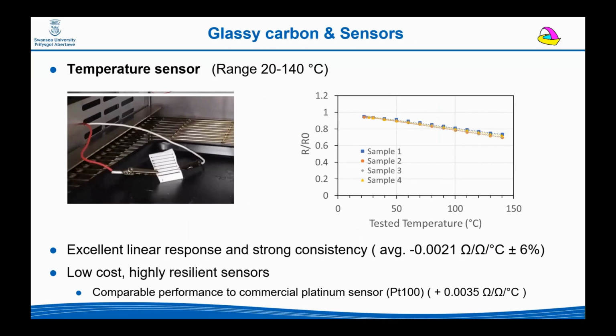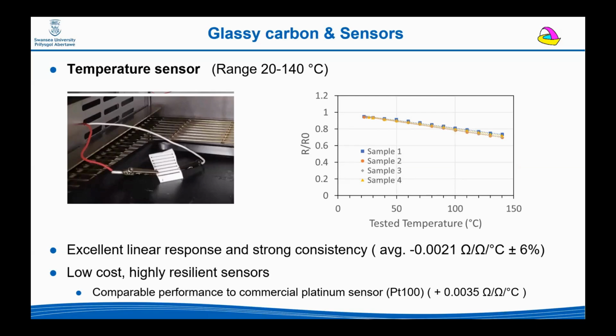And what did we find out in this testing? First, we found that all the samples tested were extremely consistent with each other. There was an excellent, strong linear correlation of temperature versus resistance, with a response of 0.0021 ohms per ohm per degree, with a very small error in standard deviation. The standard deviation there is across the 4 samples tested.